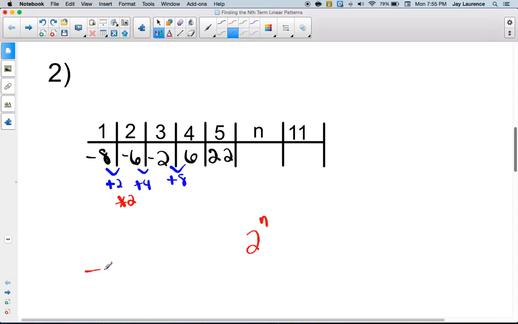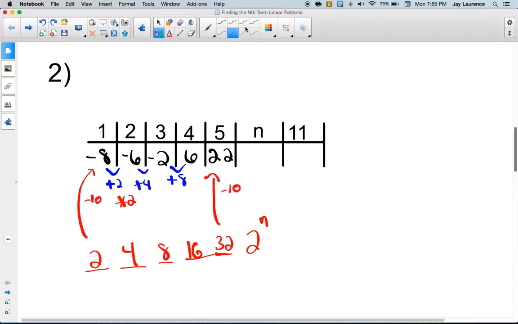And so I'm going to make my comparison list here. 2 to the first is 2, 2 to the second is 4, 2 to the third is 8, 2 to the fourth is 16, and 2 to the fifth is 32. And then I say, how do I turn 2 into negative 8? I think I subtract 10. And 4 minus 10 is negative 6. How about 32 minus 10 is 22? It looks like my formula is going to be 2 to the power of n minus 10, right?